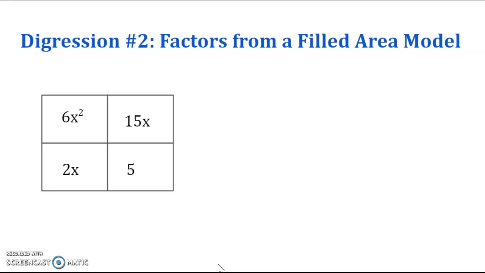Now that we've talked about multiplying binomials using the area model, let's see if you can go backwards. If you have the rectangle, the area model filled, can you figure out what the factors are? Can you figure out what the length and the width will be to get this area model? Well, we're looking for the length and the width here.